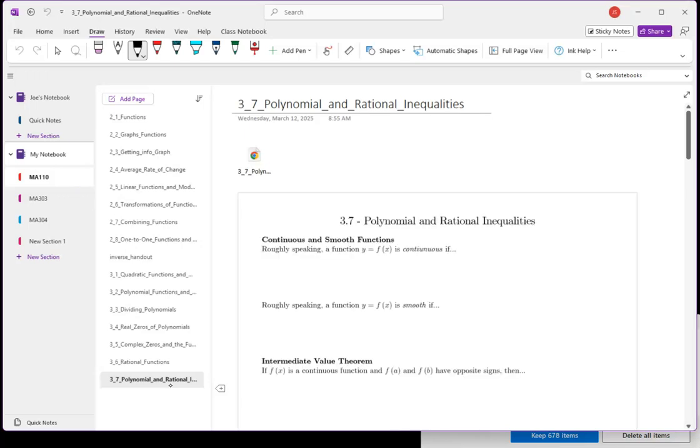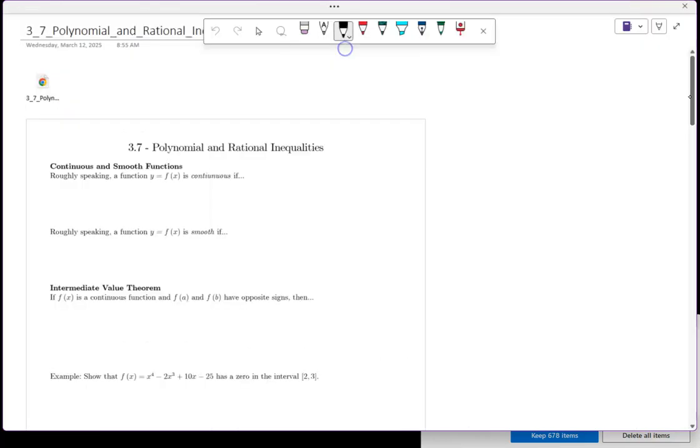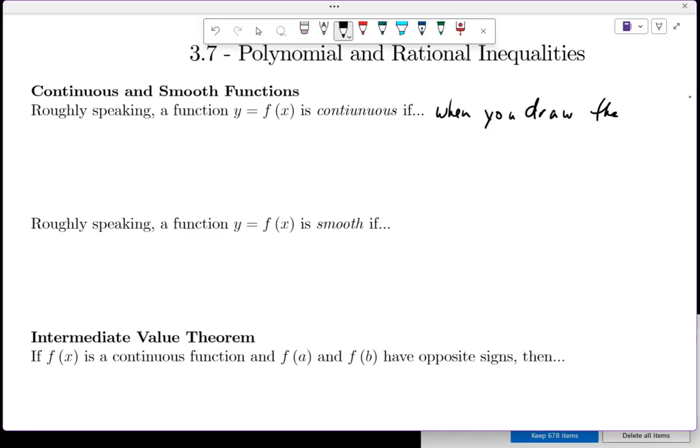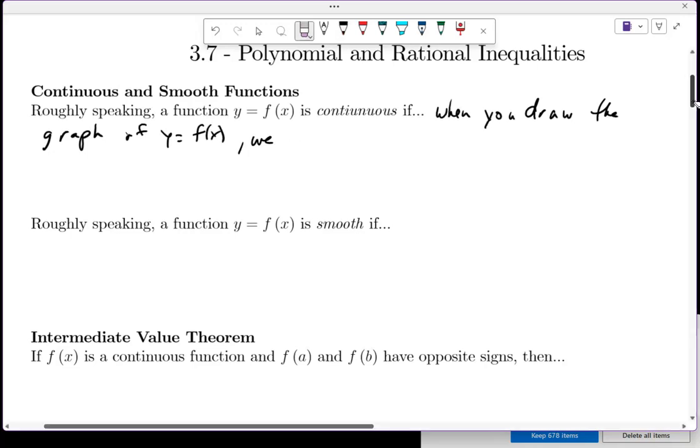Both of these have to do with the graph of the function. Continuous just means that when you draw the graph of the function, so when we draw the graph of y equals f of x, we can do so without lifting our pencil.